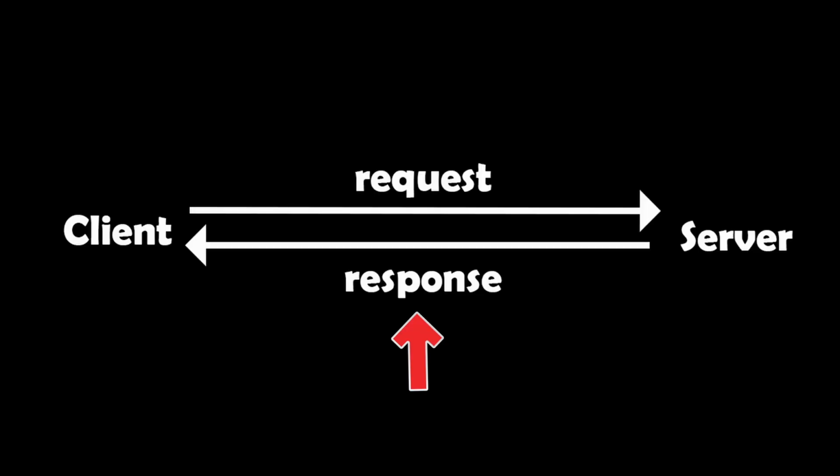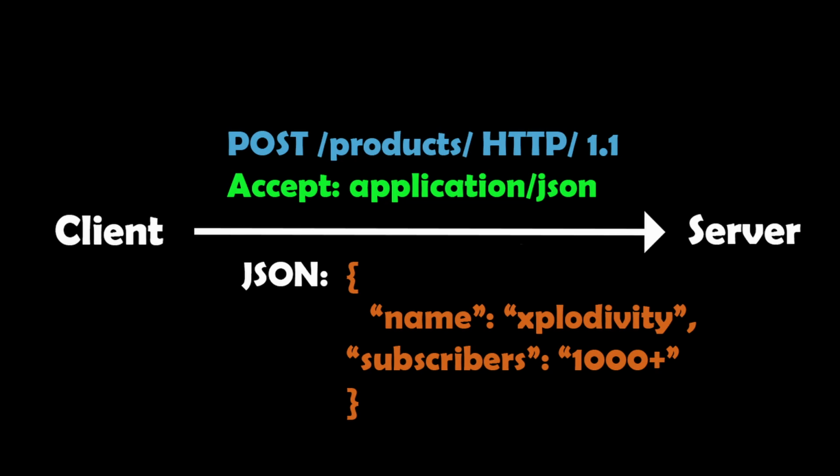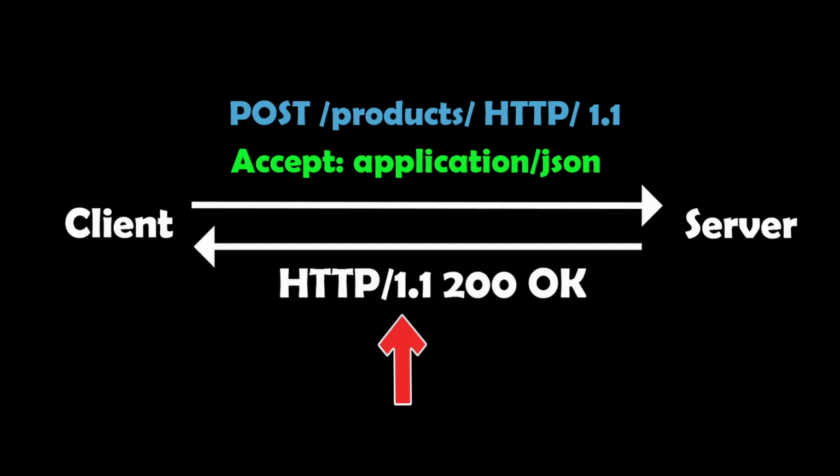The response information from a server can be delivered to a client in any format, including JSON, HTML, XML, Python, PHP, or plain text. However, JSON is the most popular format because it's readable by both humans and machines. In the body of these requests sent from client to server, there could be an optional HTTP request body that contains a custom payload of data, usually encoded in JSON. The server receives a request, processes it, and formats the result into a response.